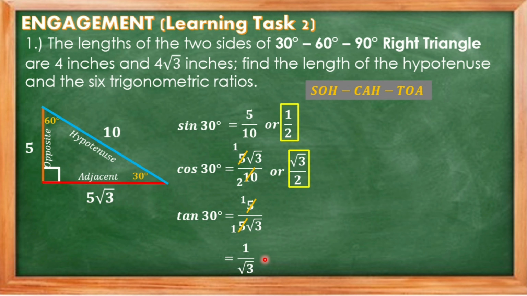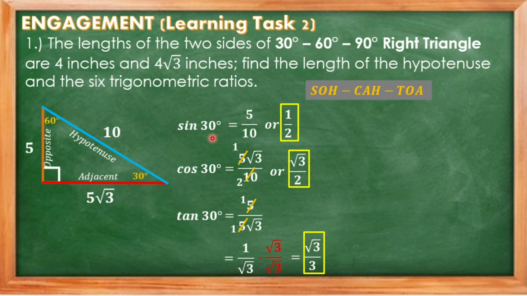Okay, so by multiplying both the numerator and the denominator by the square root of 3. So, 1 times the square root of 3 is the square root of 3, and the square root of 3 times the square root of 3 is equal to 3. So, yan yung final answer natin for tan 30 degrees.